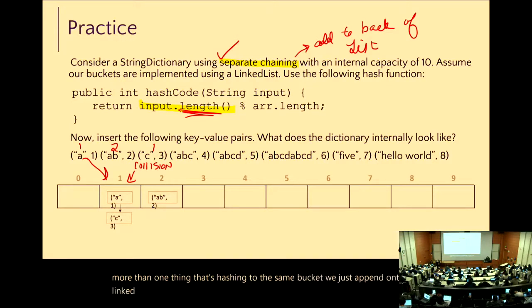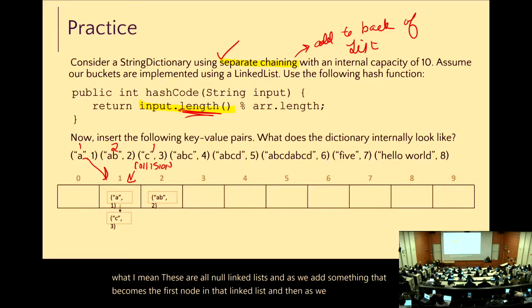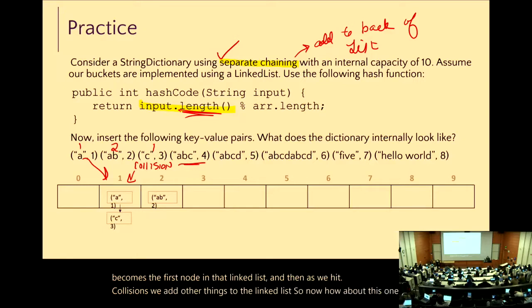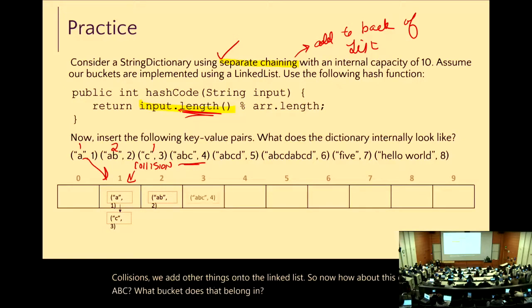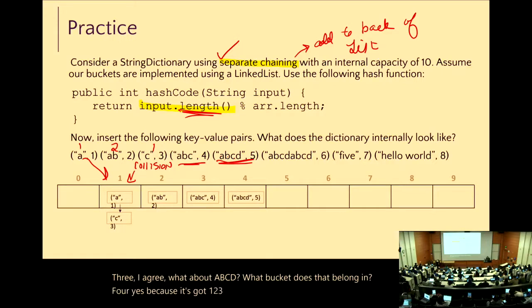So each of these buckets, really this is null right now, null, null, you know what I mean? These are all null linked lists. And as we add something, that becomes the first node in that linked list. And then as we hit collisions, we add other things onto the linked list. So now, how about this one, ABC, what bucket does that belong in? Three, I agree. What about ABCD? Four, yes, because it's got one, two, three, four. That's the length that would be returned, so we're putting it into bucket four.